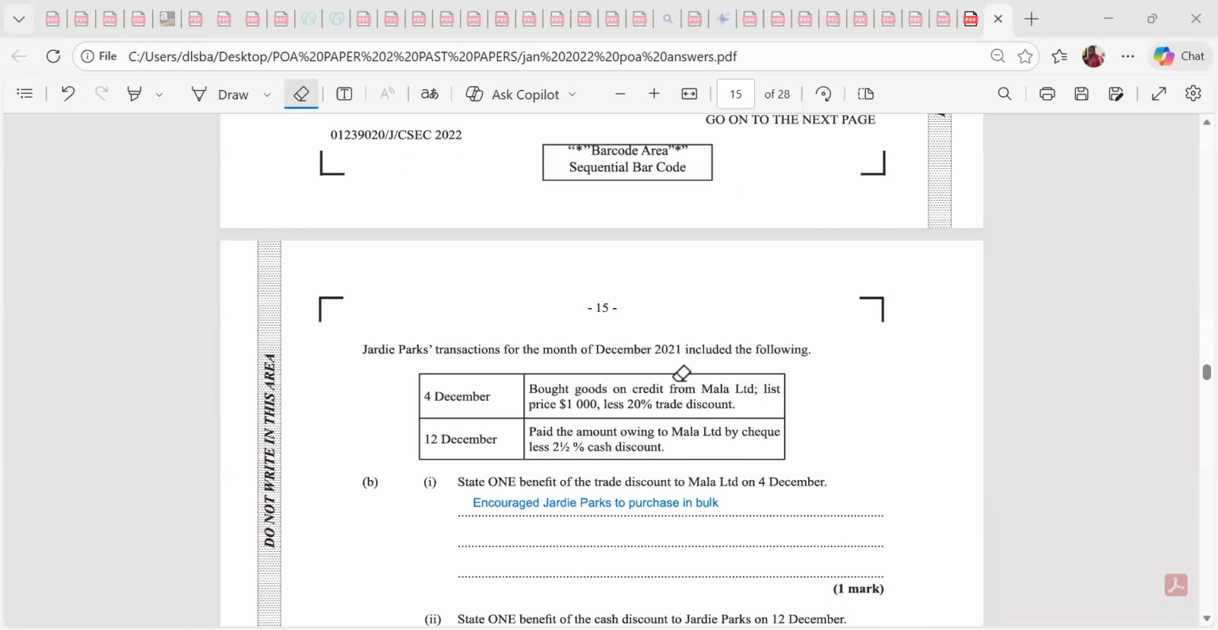Then they say draw up the transactions for the month, as follows. State one benefit of the trade discount from Mala Limited. You pay less money? No, we bought on credit from Mala Limited. Right, it will encourage us to buy more, or to buy in large amounts.